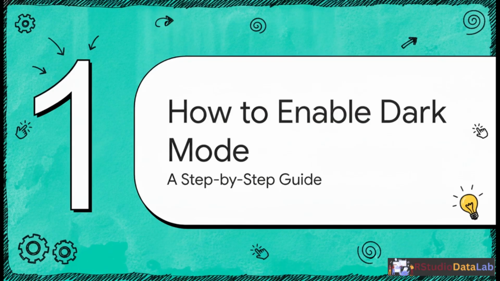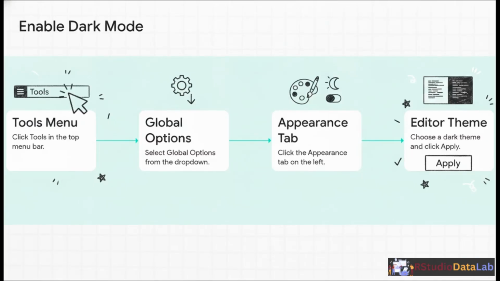So how do we enable dark mode? Let's go through the steps. Let's get that workspace transformed in just a few clicks. The path is incredibly straightforward. First, you just click on Tools up in the top menu bar. Second, select Global Options right from that dropdown. Third, click over to the Appearance tab in the left-hand pane. And finally, under Editor Theme, just pick any theme marked dark. Once you hit Apply, boom, it updates instantly across your code editor and console. You don't even have to restart RStudio.